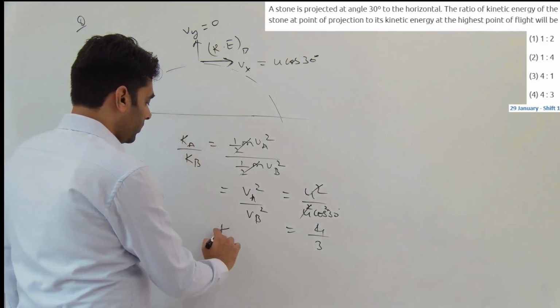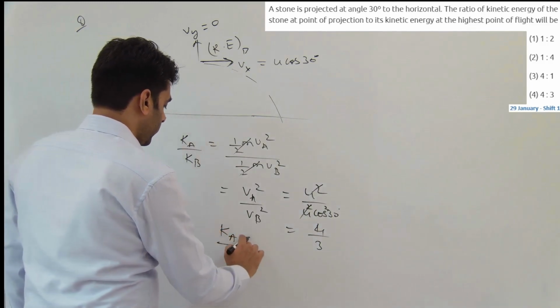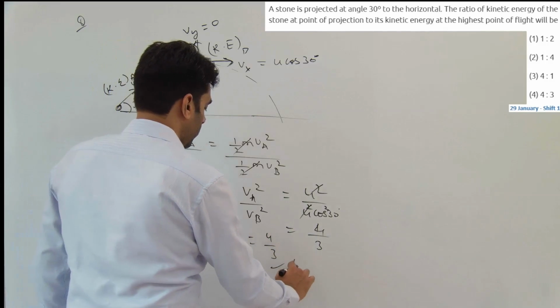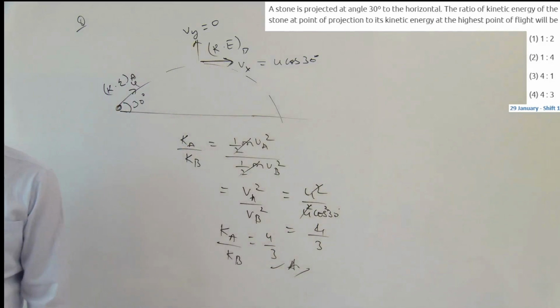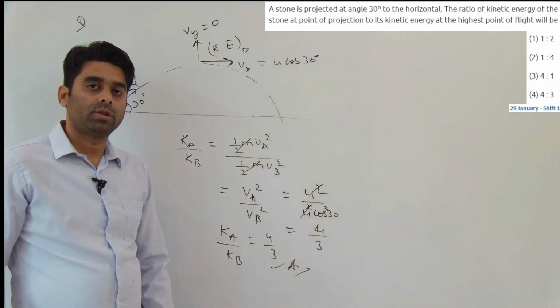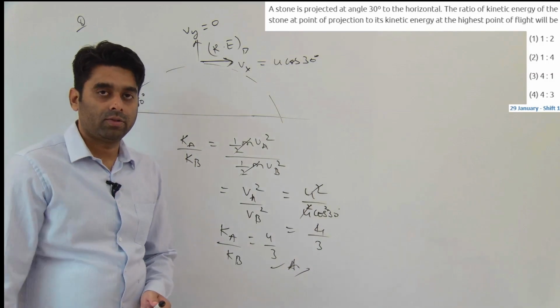So our ratio is 4:3. Answer is 4 by 3. Option number 4, the last option, is the correct answer. Fine. Let us look at the next question.